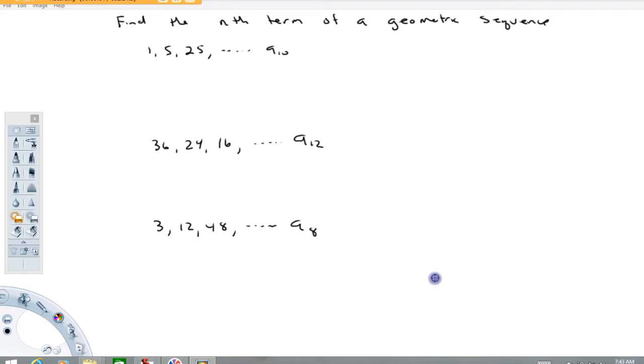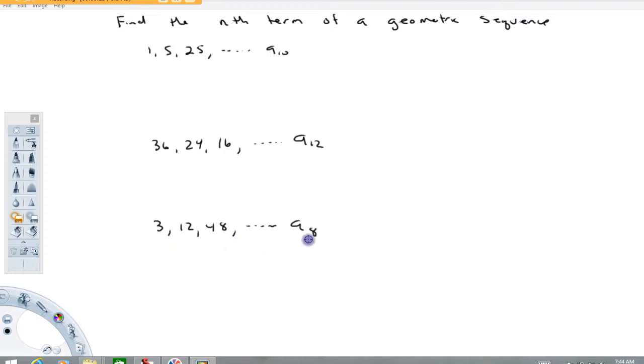I'm making this video to provide a bunch of examples of how to find the nth term of a geometric sequence. We're going to look at the following examples: the sequence 1, 5, 25, where we look for the 10th term; 36, 24, 16, where we look for the 12th term; and 3, 12, 48, where we look for the 8th term.